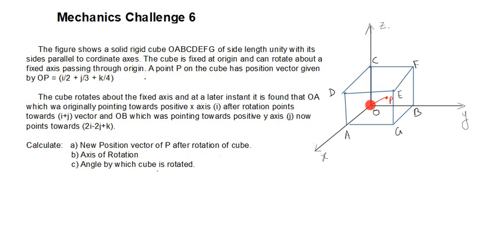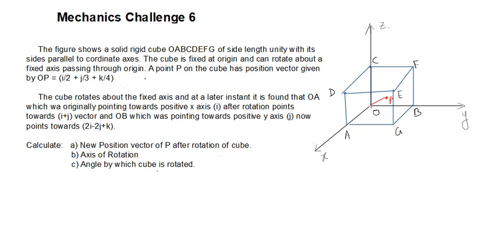So this cube is doing fixed axis rotation, and there was a point P on the cube whose position vector was given by this vector. Then it is said that the cube rotates about the fixed axis, and at a later instant it is found that OA, which was initially pointing towards the positive x-axis, which is i cap, after rotation points towards the vector i cap plus j cap, and OB, which was pointing towards the y-axis, which is j cap, now points towards 2i cap minus 2j cap plus k cap.